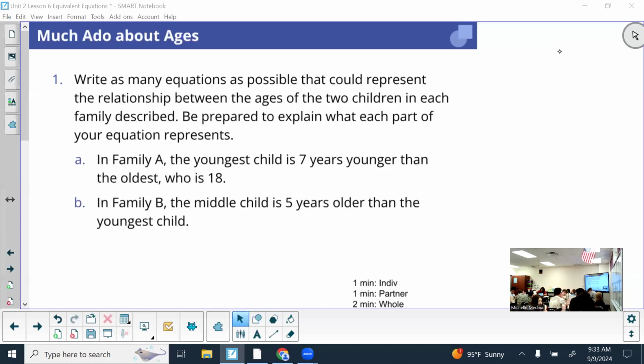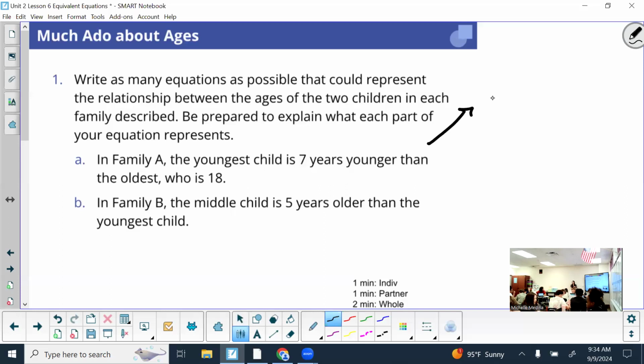Okay, and normally I do a really good job of holding you all accountable and assigning reporters, but it's Monday and we need to just get a move on. Cross off as many learning targets as we can. So I'll take a hand raise for who thinks they have an equation for family A, where the youngest child is 7 years younger than the oldest, who is 18. So long as it has an equal sign and makes sense for the situation, or is more than one answer, wait.